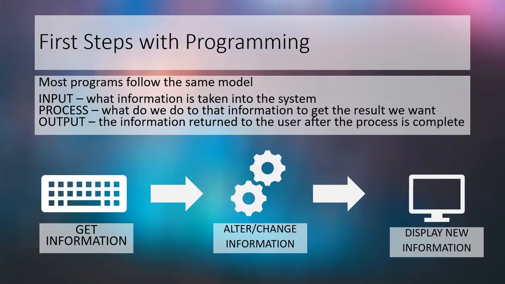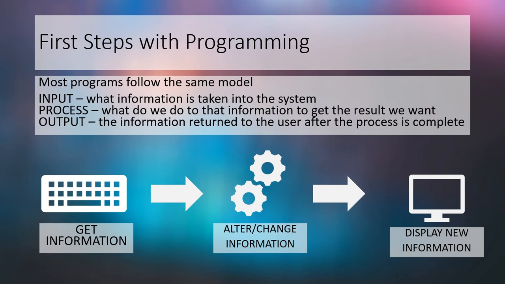The common model that systems follow is the input process output model, and many of your basic computer programs that you write will follow it. The first step is input. What information are we taking into the system? Whether that's from a data source or something that the user types in.